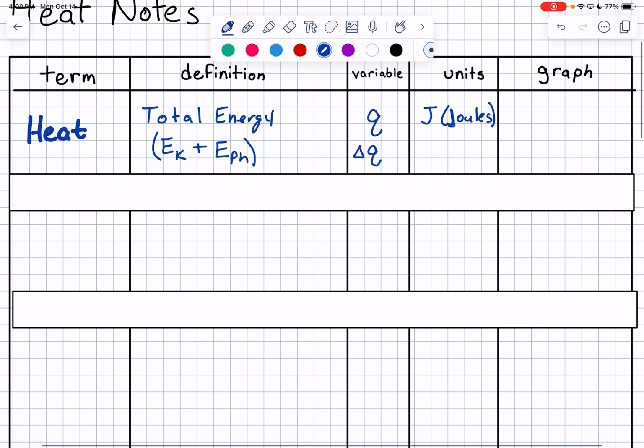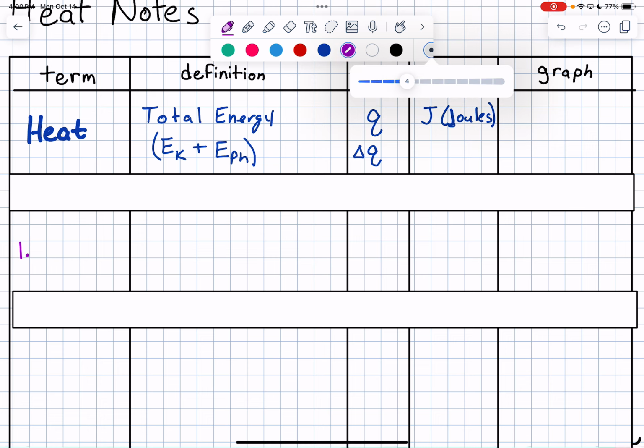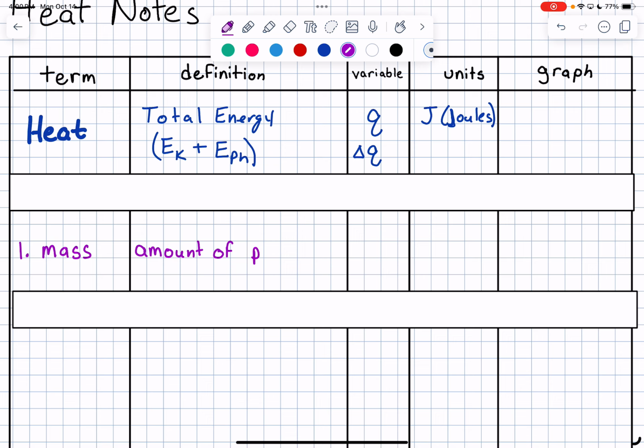So the things that impact heat. There are three things that will impact heat. And the first one that we're going to talk about is mass. And so with our mass, our definition for mass at the particle level is the amount of particles in a system. As far as variable, our variable for mass is m, and our units are grams.